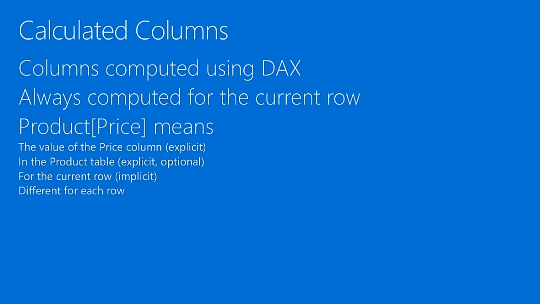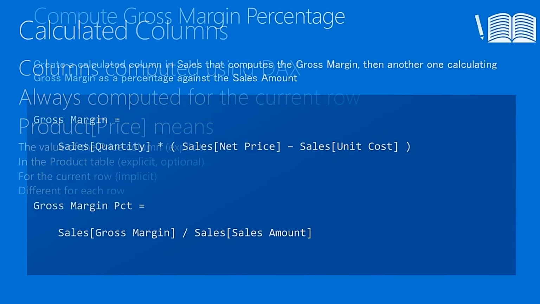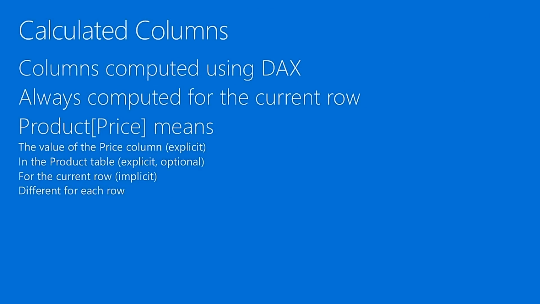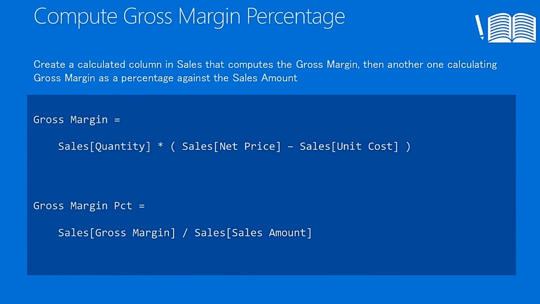There is another kind of calculation which is known as measures. Let's see that with an example. And again, you can do that with me while I write the code. Now we created a calculated column that computes the sales amount. Imagine that you want to compute the gross margin. So you want to show the gross margin in a report. Let's go to the demo machine, please.